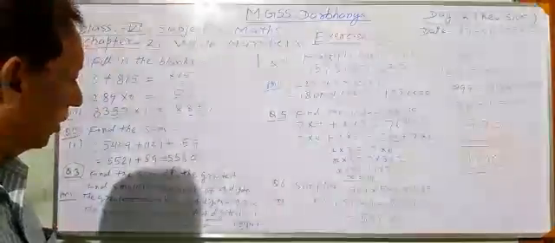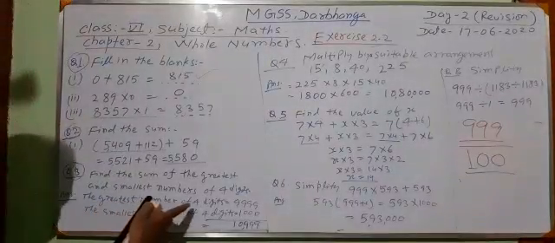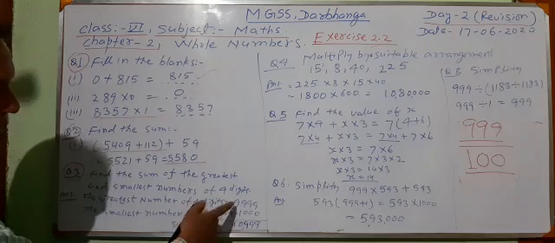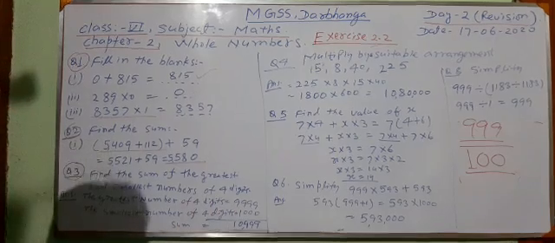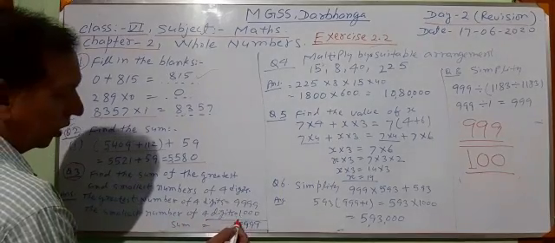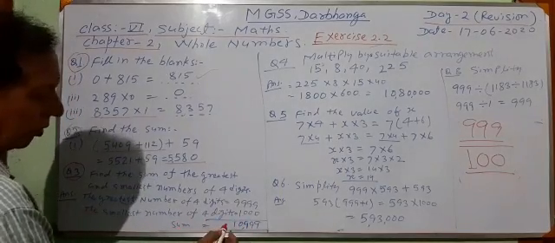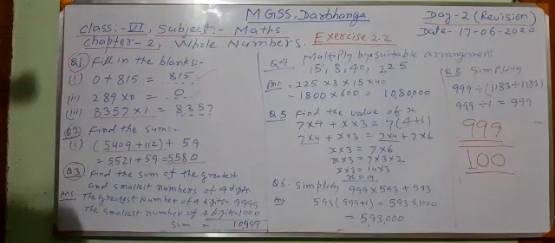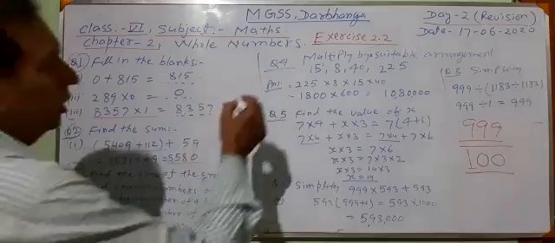Here we have to write the greatest number of 4 digits. It means we shall write 9 four times, that is 9999. And the smallest number of 4 digits is 1000. We have to find the sum. This sum is 10,999.